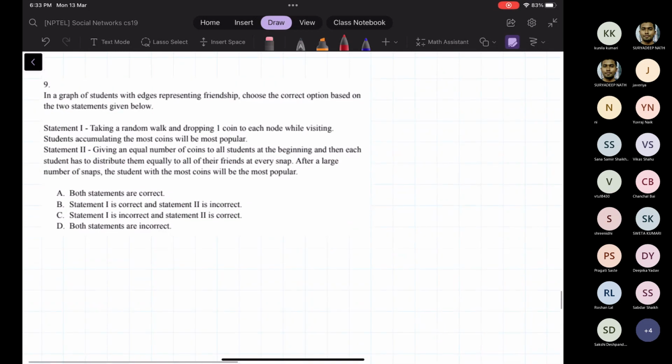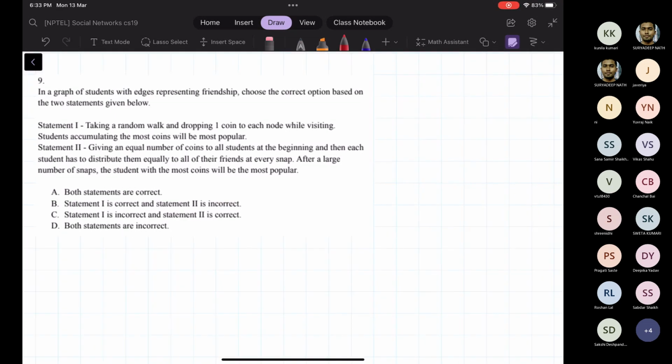Coming to question number 9. In a graph of students with edges representing friendship, choose the correct option based on the two statements. Statement 1 is taking a random walk and dropping one coin to each node while visiting. Students accumulating the most coins will be most popular. And second, giving an equal number of coins to all students at the beginning, and then each student has to distribute them equally to their friends at every snap. After a large number of snaps, the students with the most coins would be most popular. So which option is correct?